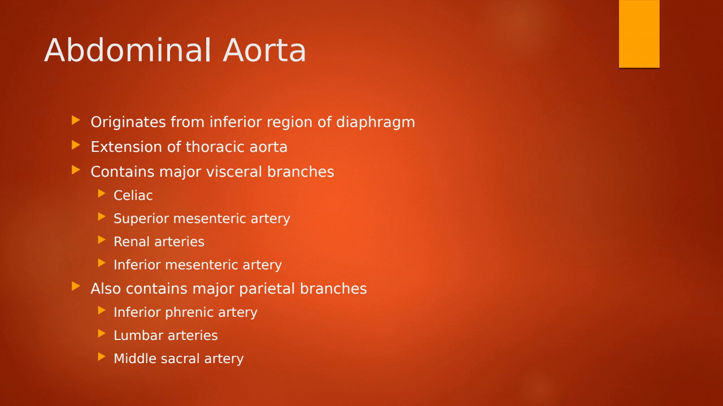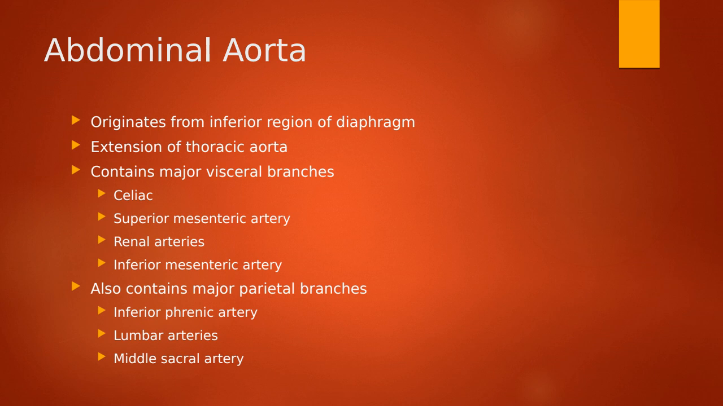So as we know, it's an extension of the thoracic aorta. It's going to contain major visceral branches. So these major visceral branches that are coming off of the aorta are going to be our celiac, our SMA, our renal arteries, and our IMA. Of course, there are going to be other smaller branches that come off of the abdominal aorta, but those main ones are going to be those four right there.